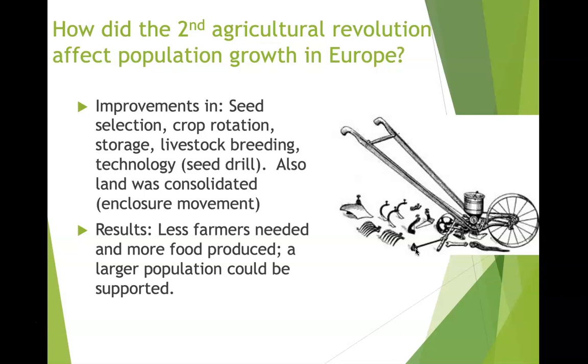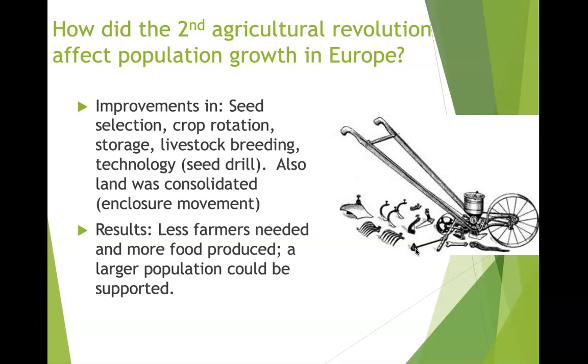You see changes in storage techniques. You see livestock breeding, selective breeding happening. You see something like the seed drill, which is this picture on the right, which shoots seeds down into the earth and gets them a more robust chance at living. Right? We also see something called the enclosure movement, where land is consolidated and it makes it more efficient.